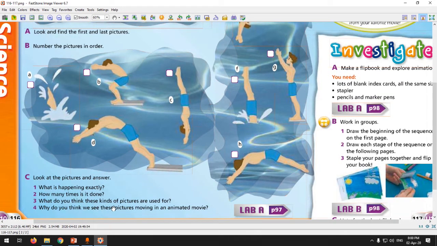What do you think these kinds of pictures are used for? These kinds of pictures are used for animations, okay? Why do you think we see these pictures moving in an animated movie? Because they are shown very fast one after another.